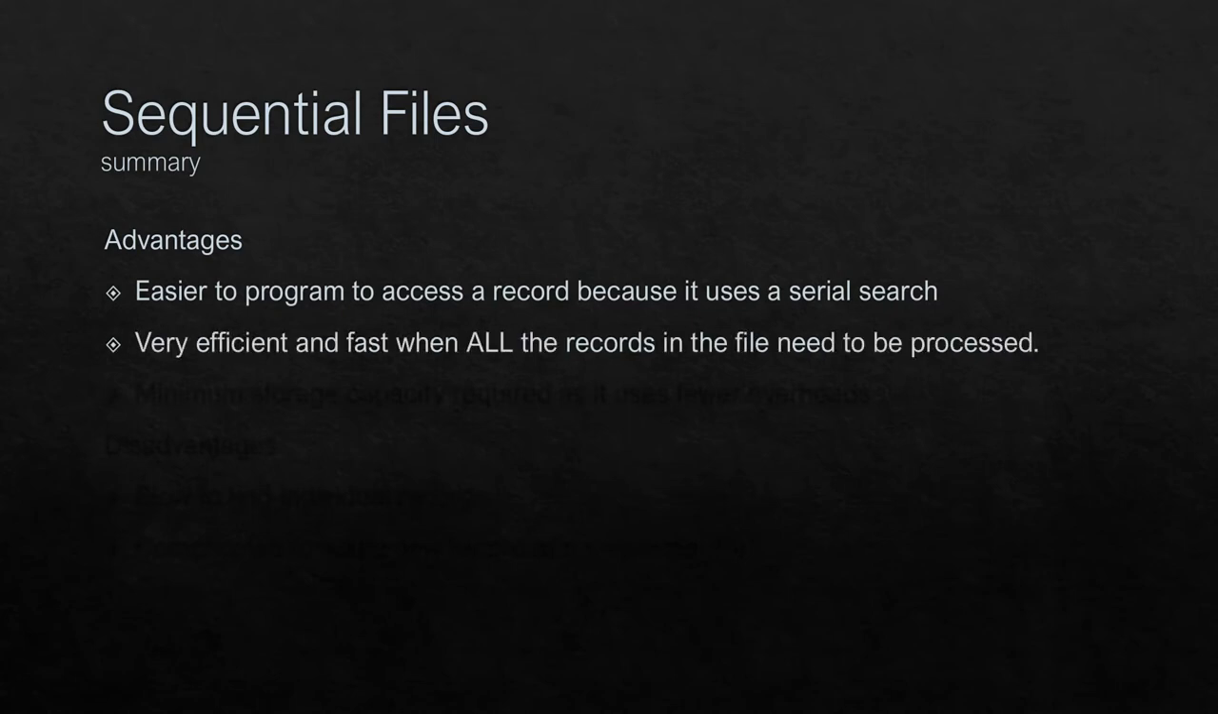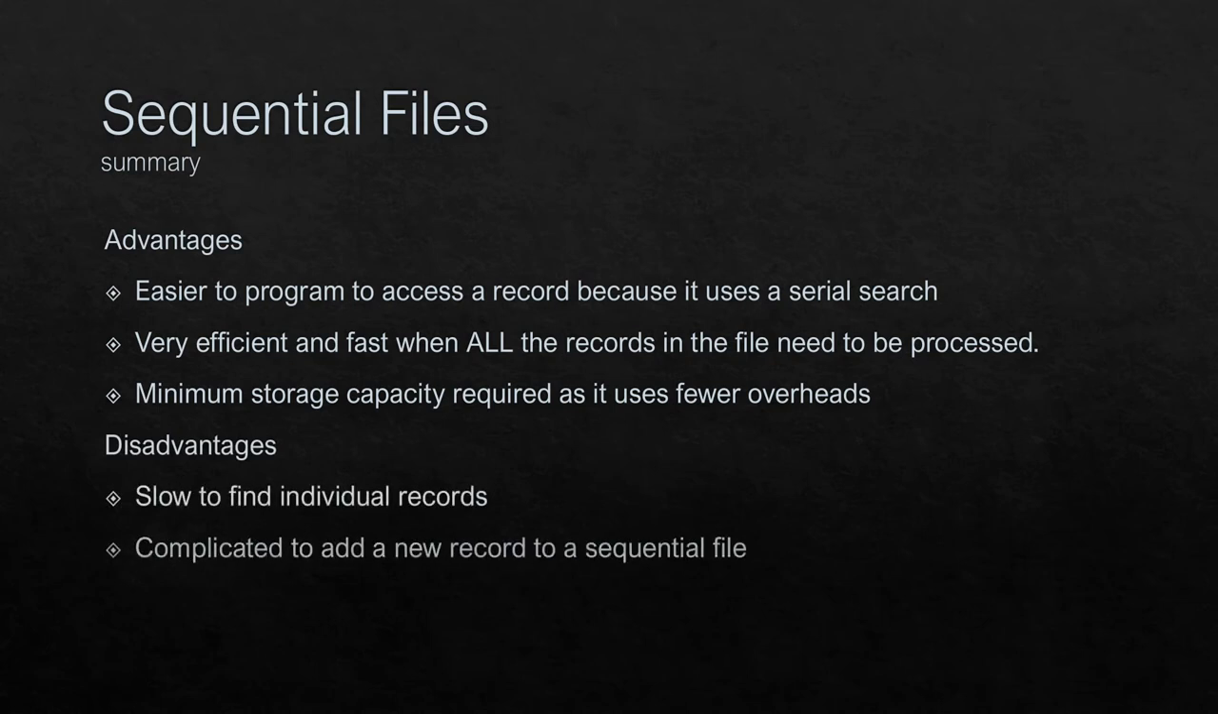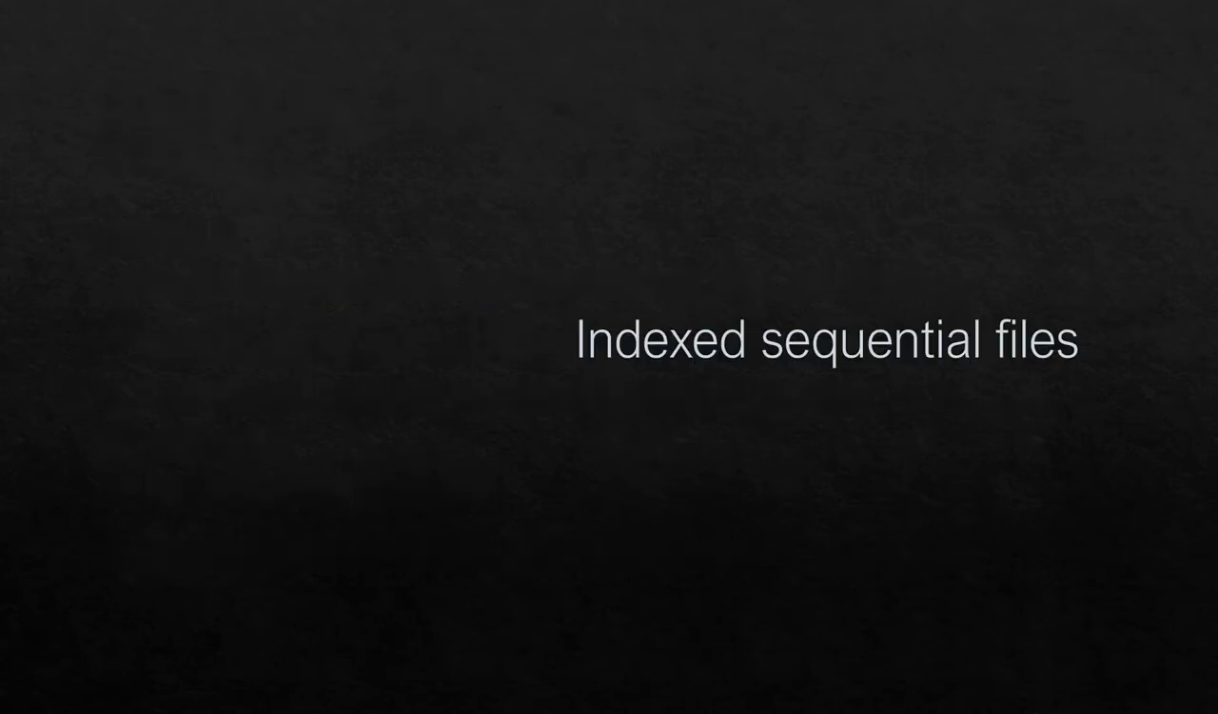Now, with sequential files, what we're saying is that they are relatively easy to program because they use simple searches. They're very fast and efficient because you're going to process all the data in one go. Fairly low storage requirements, but the downsides are that if you want to find an individual record, it's relatively slow to find it, and it's relatively complicated to add a new record to the file. You've got to do quite a complicated piece of programming to do that.